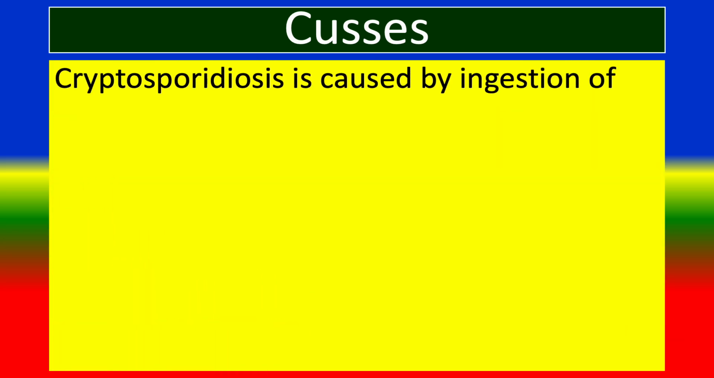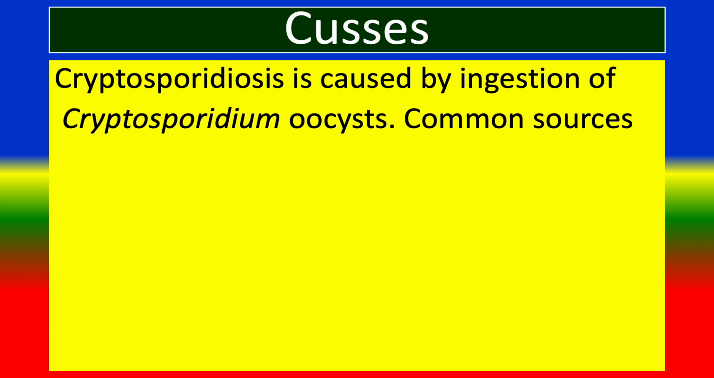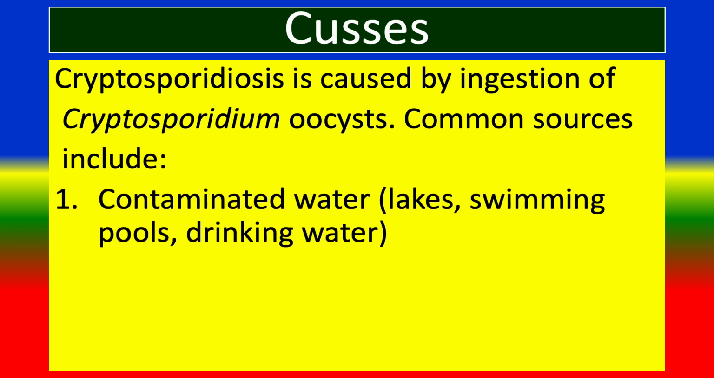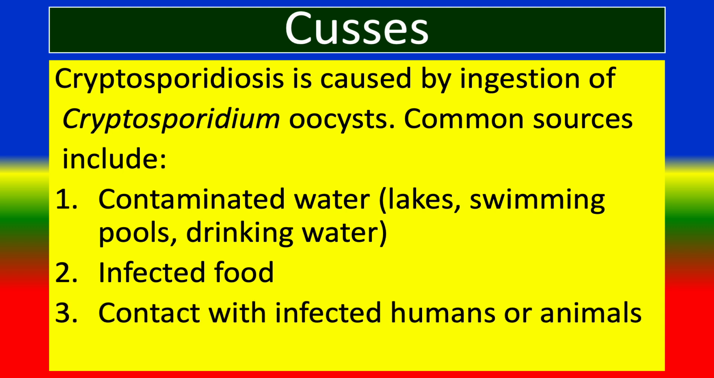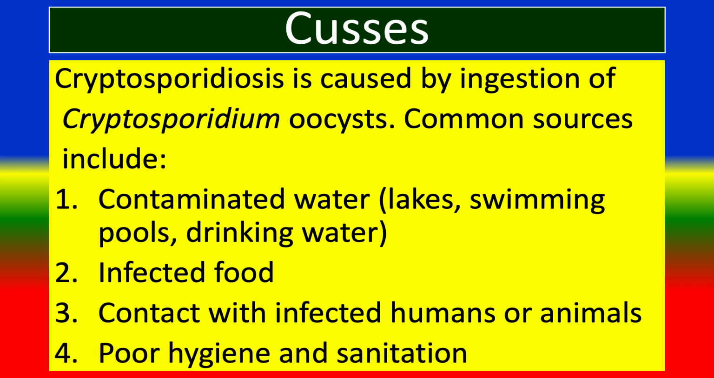Causes. Cryptosporidiosis is caused by ingestion of Cryptosporidium oocysts. Common sources include: 1. Contaminated water, such as lakes, swimming pools, and drinking water. 2. Infected food. 3. Contact with infected humans or animals. 4. Poor hygiene and sanitation.